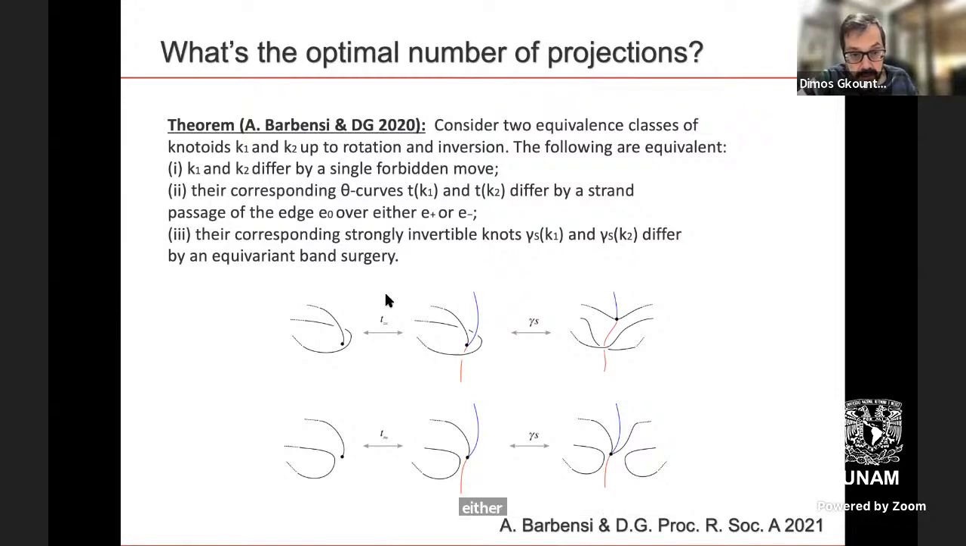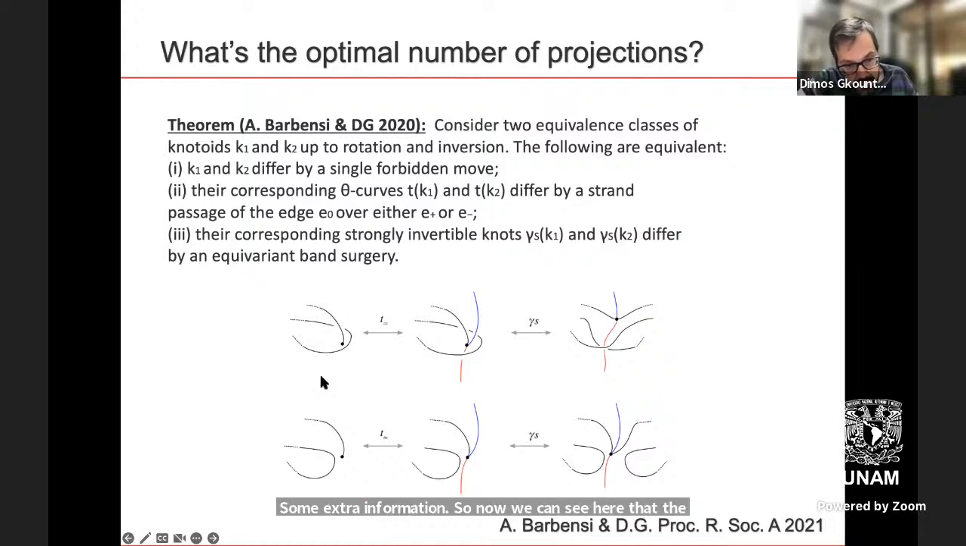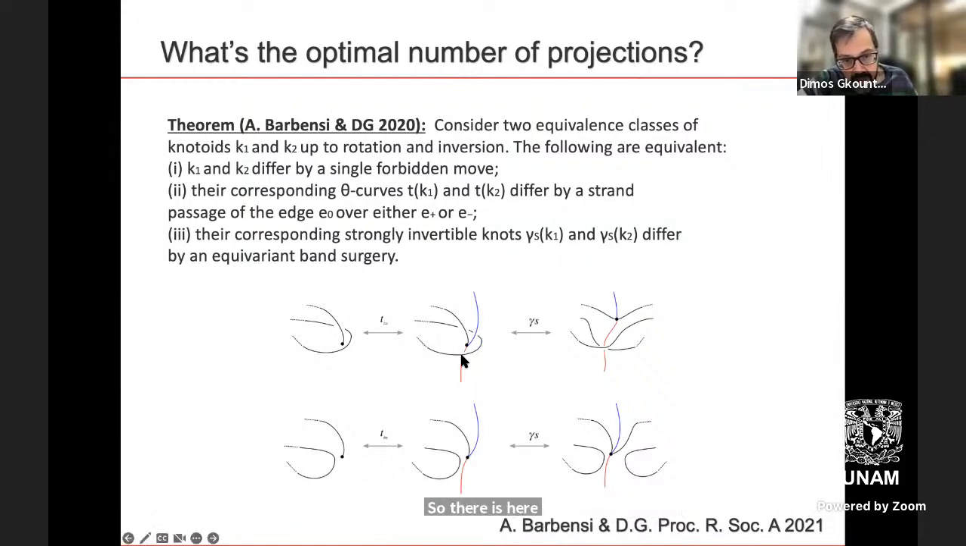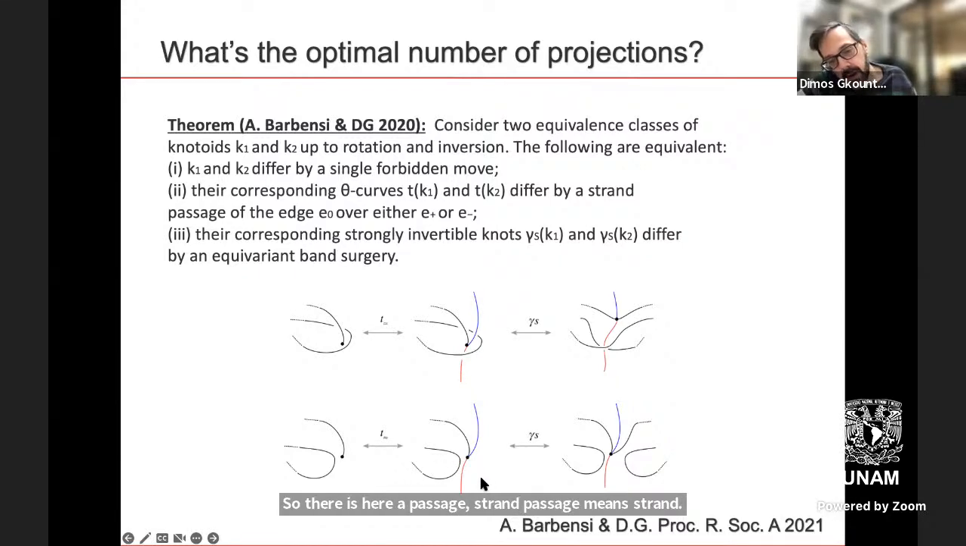Okay, some extra information. So now we can see here the two diagrams; this is the notoid diagram, this is the forbidden move. Now we go to the theta curve. So there is here a strand passage, which means that we make a switch of the crossing type. So this is under, we make it over and we move it out. So this is equivalent to that, and this is equivalent to that. And we can see here that going from theta curves to knots, these two are connected by a single non-coherent band attachment. Okay, we have a twist here.